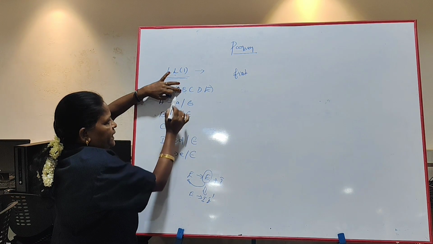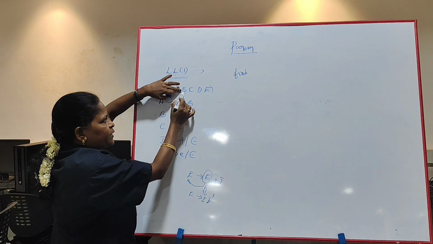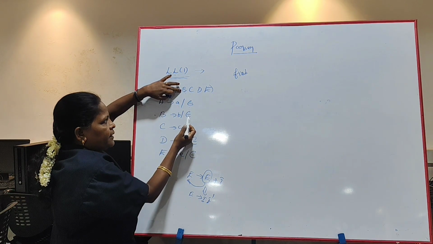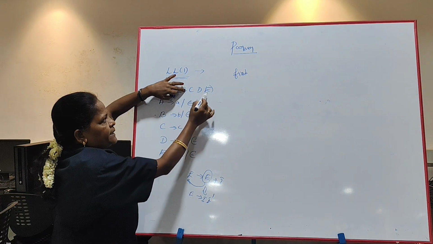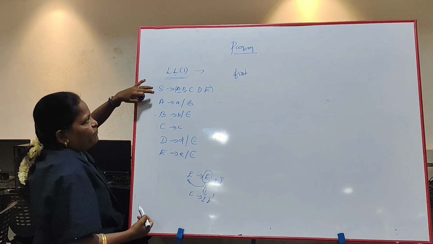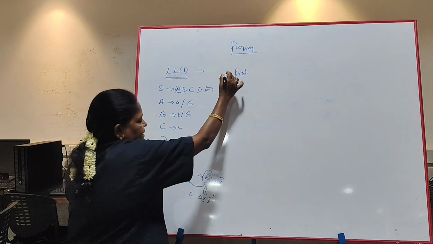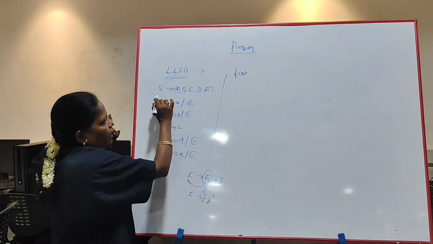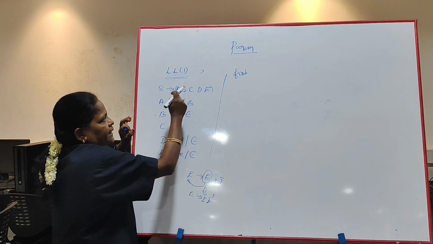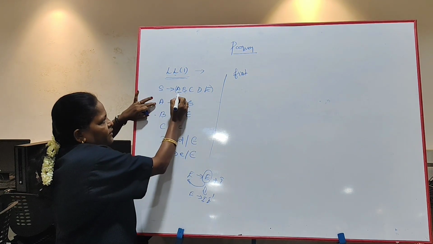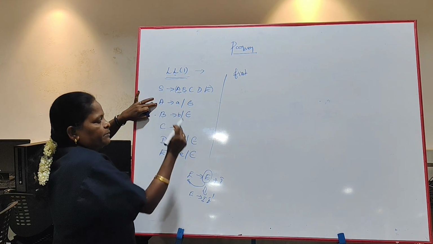So first of B: B gives what? Either small b or epsilon. Suppose that while substituting epsilon for B, the rest of the symbols will be C, D, E. Like that we can find the first for all non-terminals. So here you are going to consider the first for all non-terminals. First of S is nothing but the first of the entire right production. The first symbol in the right production will be A. First of A is small a or epsilon.